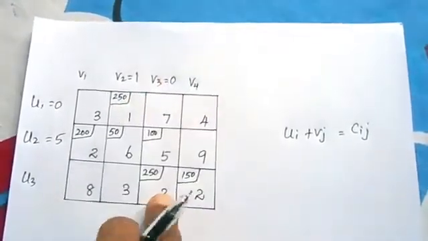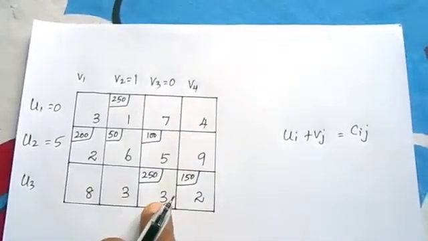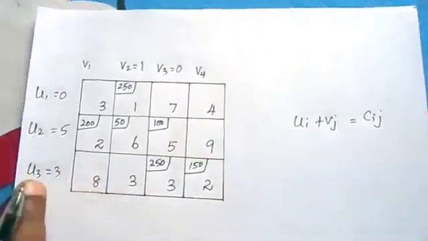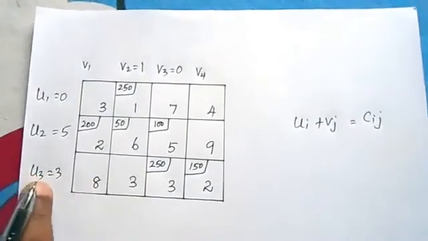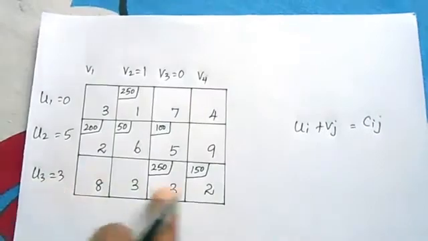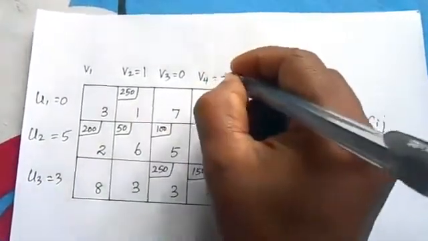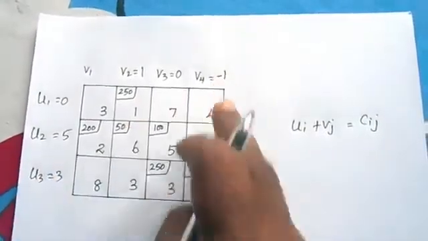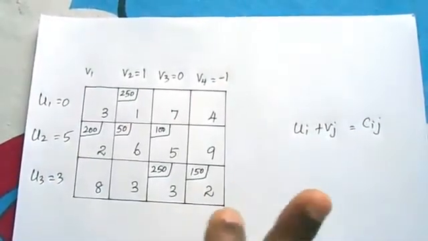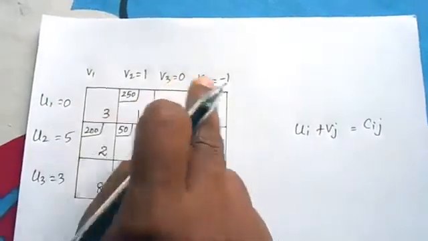Then you can find the value for U3 also. So V3 value is 0. How will you get 3? So this will be 3. We have got the value for U3. With this, you can find the value for V4. So here U3 is 3. We need to find the value of 2. So then V4 will be minus 1. 3 minus 1 is equal to 2. Okay, now we have got the values for U1, U2, U3, V2, V3 and V4.